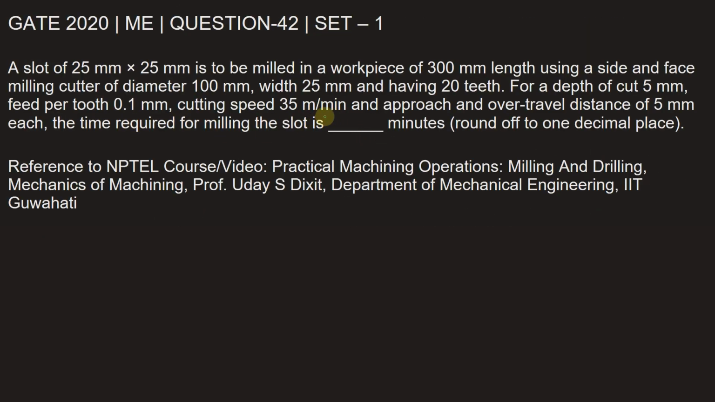Let's go back and fill in the answer. The time required for milling the slot is 8.078 minutes. It's very close to 8 minutes, so you can put that also.